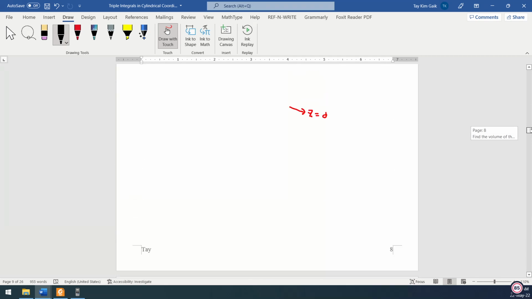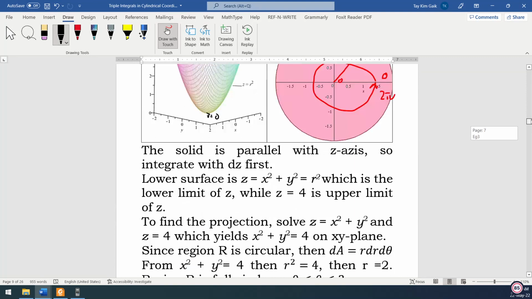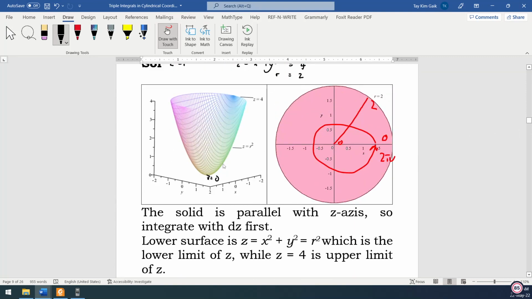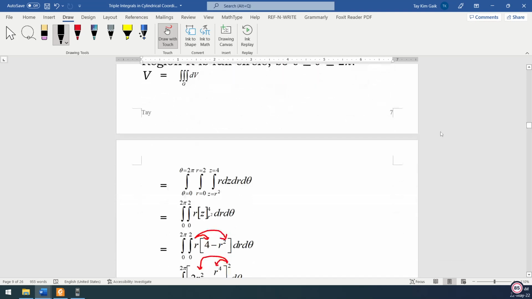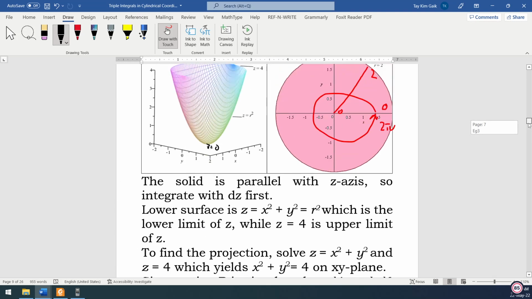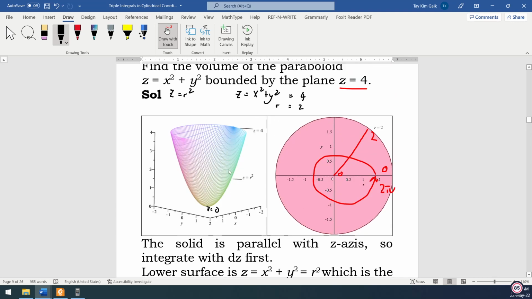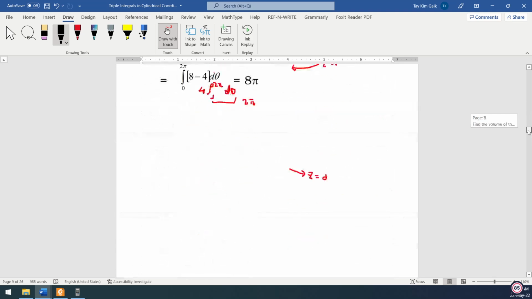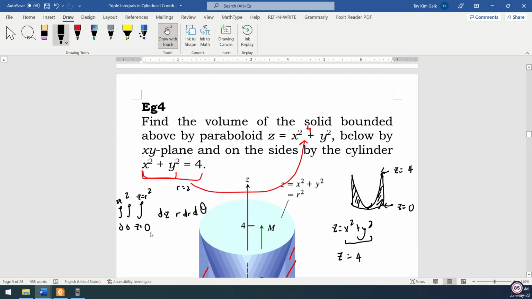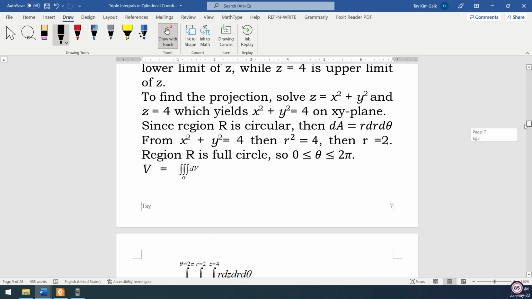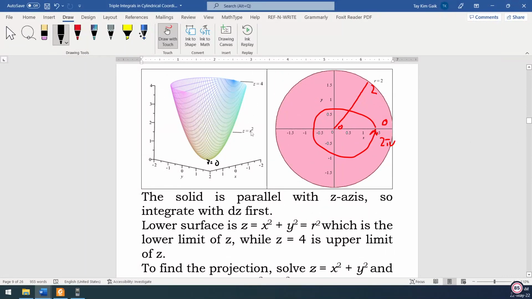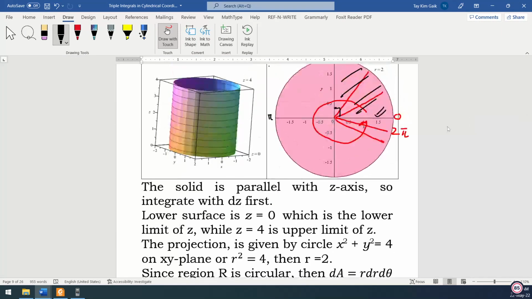In this example, the limit for z is 0 to r squared, because the bottom is flat and the upper surface is a paraboloid. If you find the volume inside the paraboloid, the bottom is z equals r squared and the upper is z equals 4. If you find the volume of the cylinder, the bottom is flat, z equals 0, and the top is also flat, z equals 4.